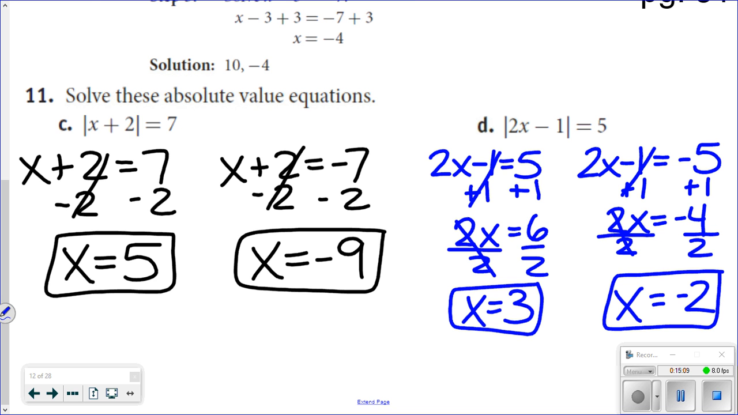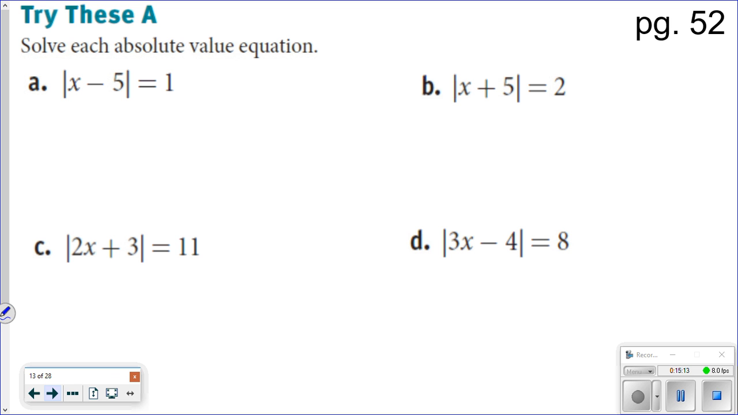A few more questions, so go ahead and turn your page over to page 52, and I want you to work through A, B, C, and D. All of these are already isolated. So set up your 2 equations, and I want you to solve. You can do it.